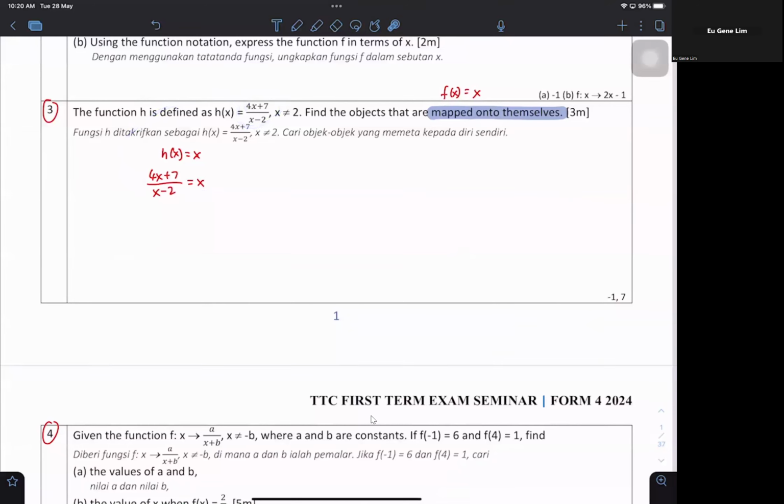And then we try to find out the x. Just do normal mathematics, normal calculation. This is divide, bring over times. Divide, bring over times. Then you just expand the times.